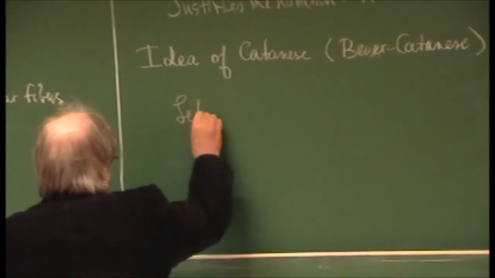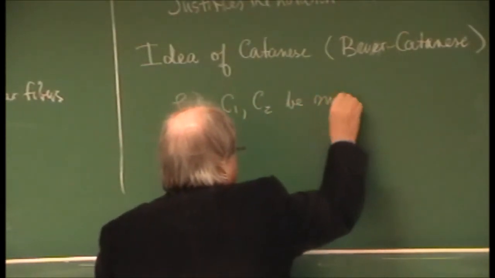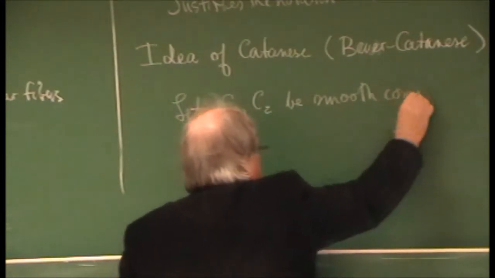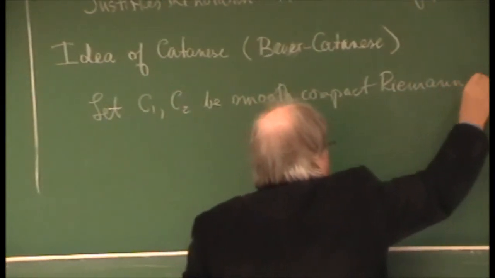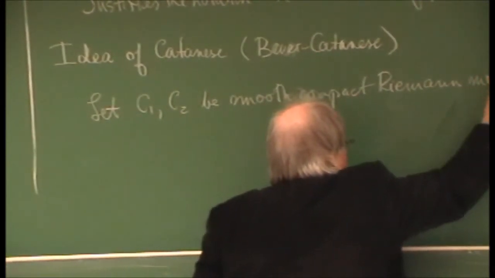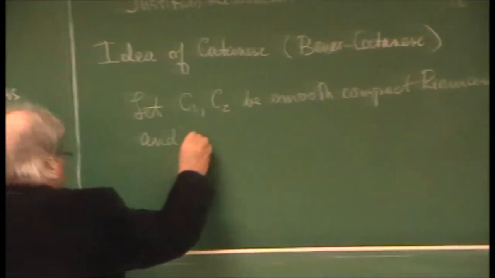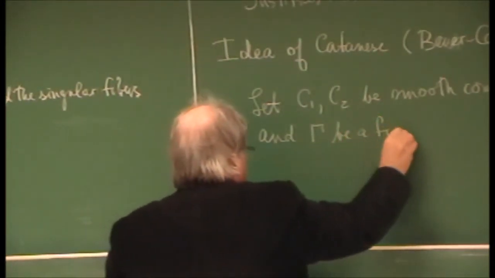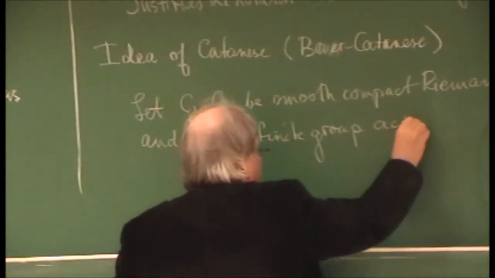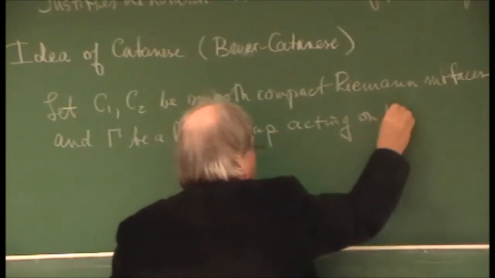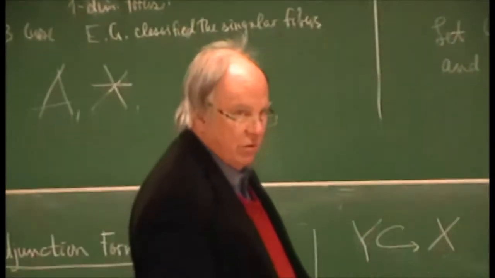So let C1 and C2 be smooth compact Riemann surfaces. Simple-minded thing like this. Okay, and let gamma be a finite group of holomorphic transformations acting on both. So a product of two things, the simplest thing you can think of.